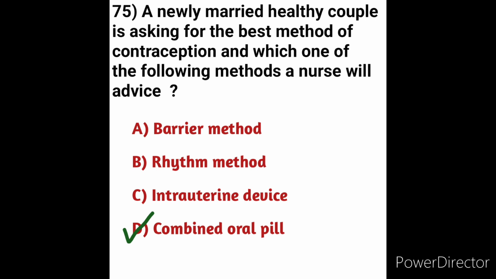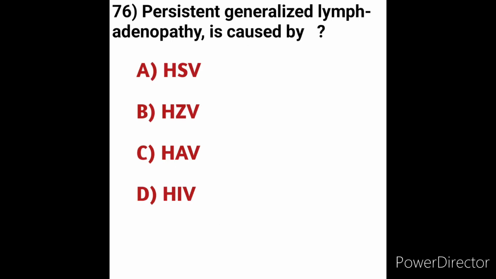Next we will move on to question number 76. Persistent generalized lymphadenopathy is caused by. We will see the options. Option A HSV, option B HZV, option C HAV, option D HIV. Let us see the abbreviations of these options. HSV means herpes simplex virus. HZV means herpes zoster virus. HAV means hepatitis A virus. Option D we know is HIV.